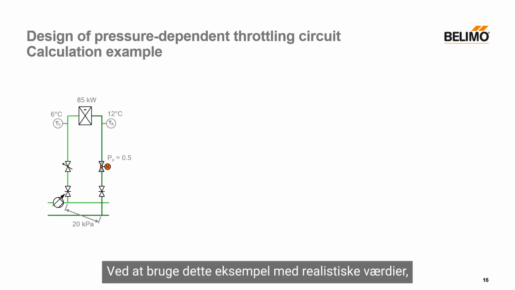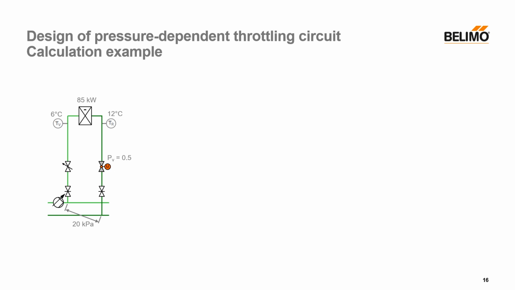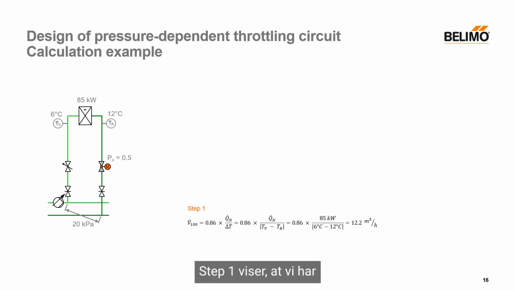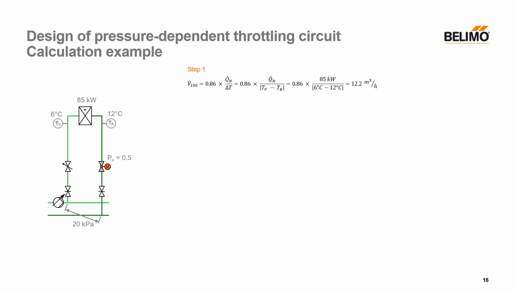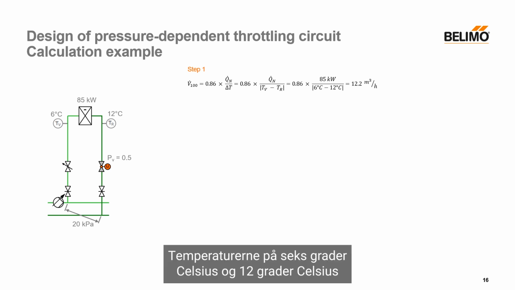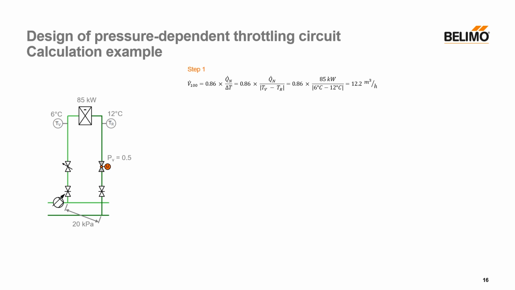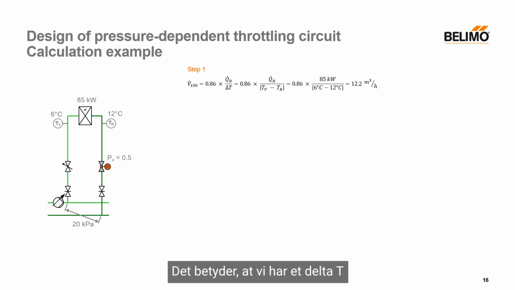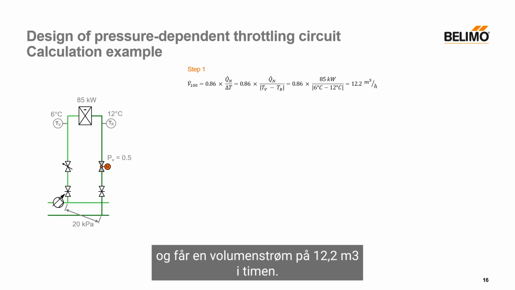Using this example with realistic values, I would like to summarize the design once again. Step 1 shows that we have a cooling register with a value of 85 kilowatts. The temperatures of 6 degrees Celsius and 12 degrees Celsius respectively clearly indicate that this is a cooling line. This means that we have a delta T of 6 degrees Kelvin. We now enter these values into the formula and get a volume flow of 12.2 cubic meters per hour.